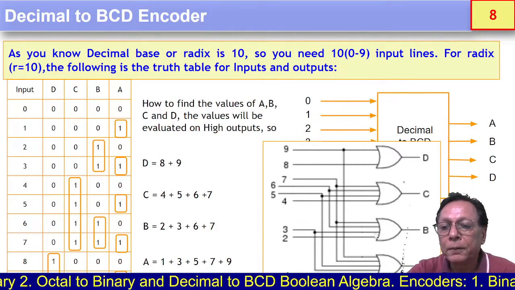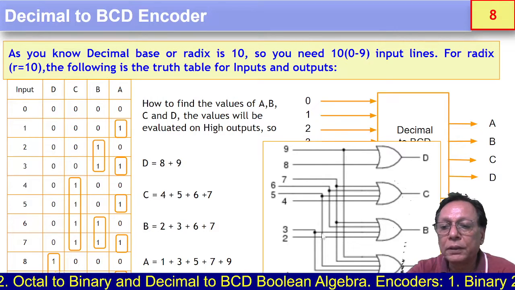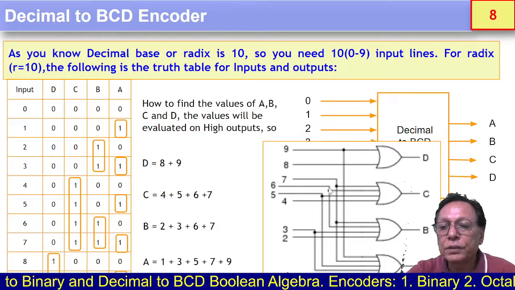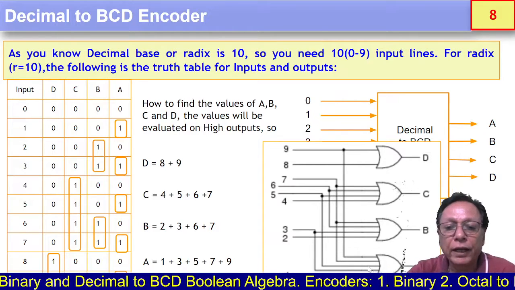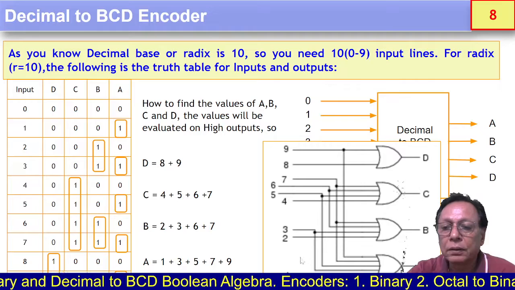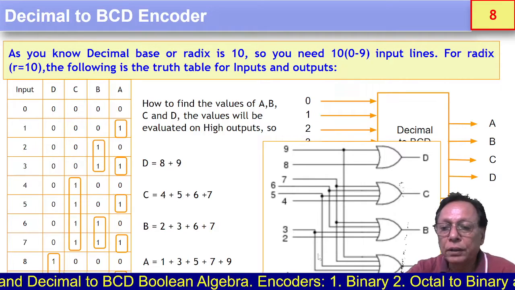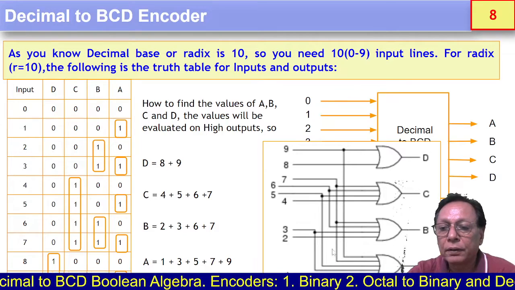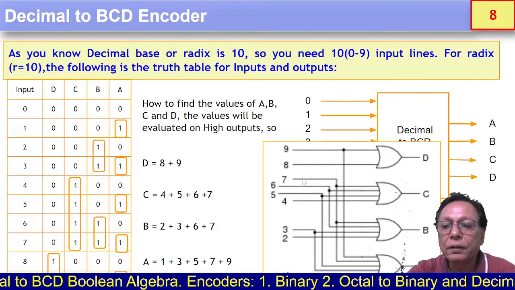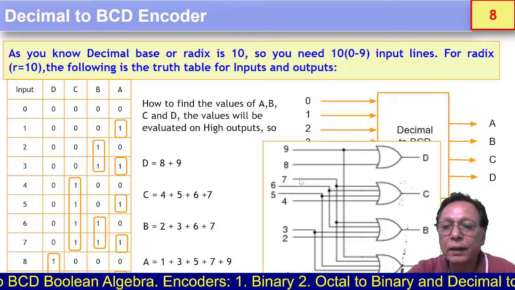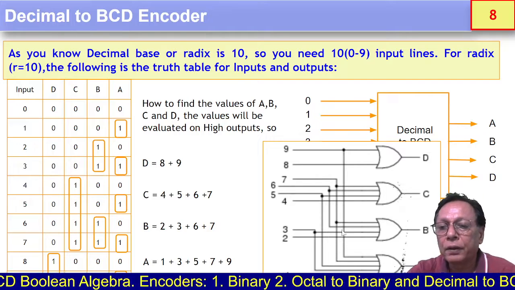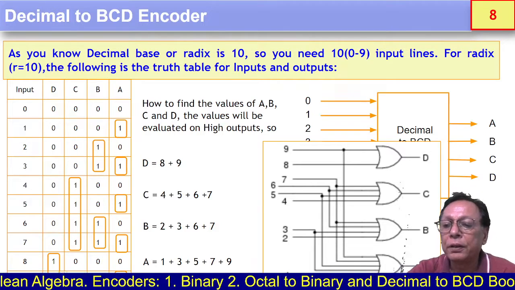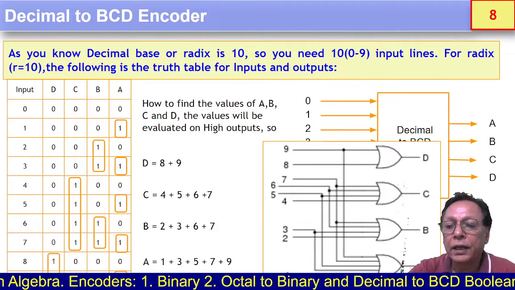For B, 2, 3, 6 and 7. And for A, 1, 3, 5, 7 and 9. These multiple lines are the input, and then they produce A.